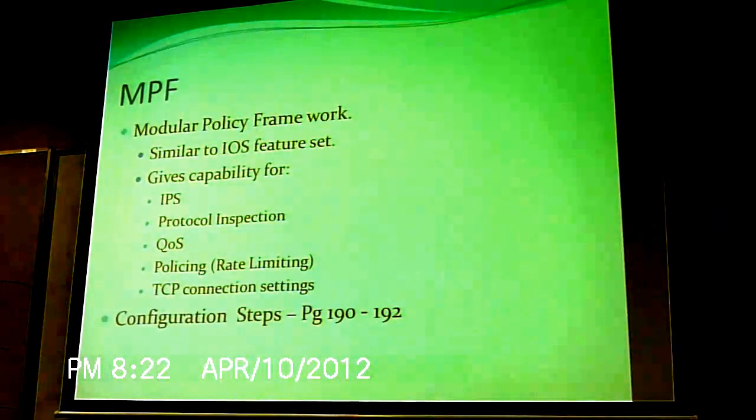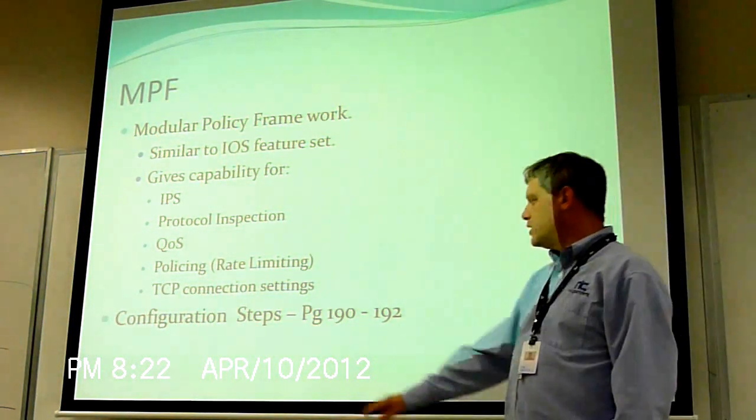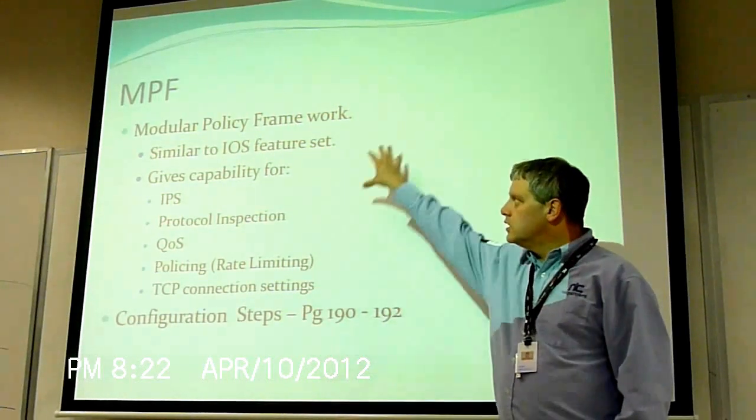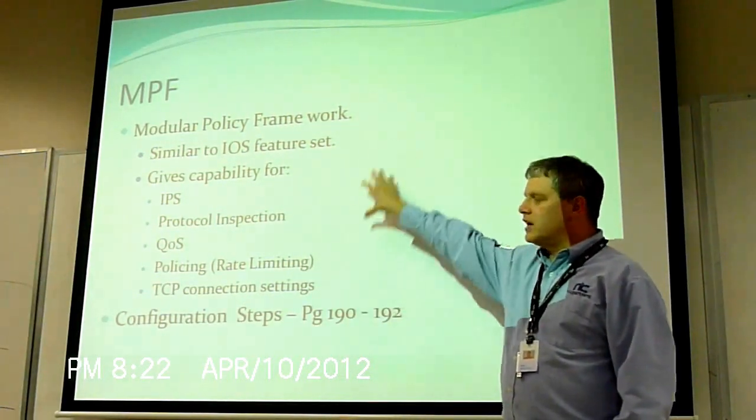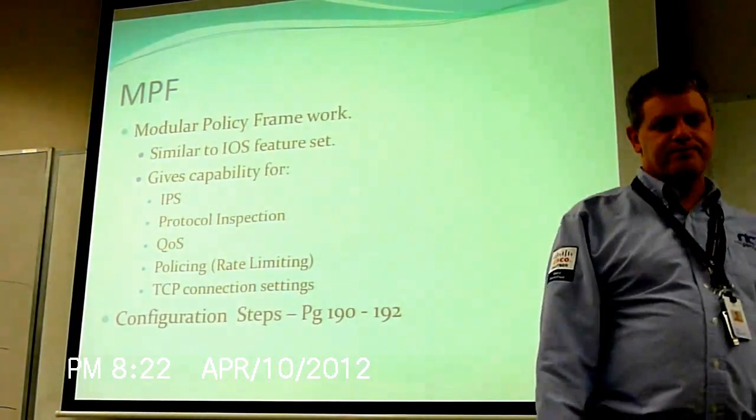And finally, modular policy framework. This is similar to the IOS feature set that we talked about in the last class. It gives you the capability of intrusion prevention systems, deep protocol inspection, deep packet inspection, quality of service, rate limiting or policing, and TCP connection settings and timeouts. It goes over those configuration steps on pages 190 through 192. You may have one question like this on your final. We'll get to it later into Lab 3.